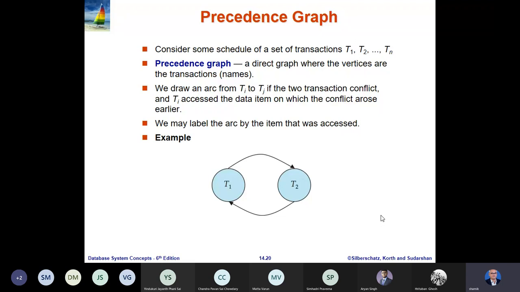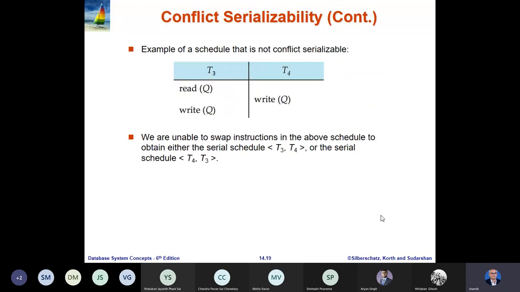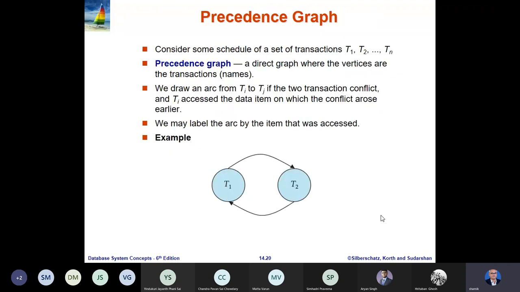Now, how can we determine this? There could be many such transactions happening. How do you determine whether any schedule that is given to you is conflict serializable or not? What we can do is create what is called a precedence graph and see if there is a cycle. Each of these transactions forms a node of the graph. And then we draw an edge from T1 to T2 under certain situations.